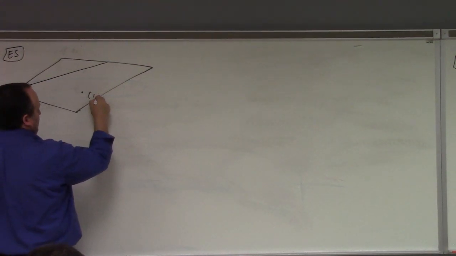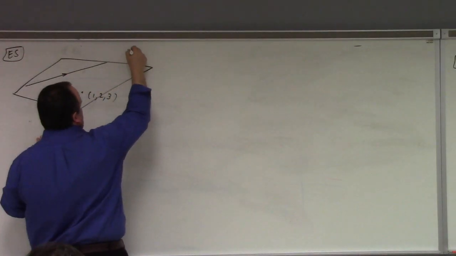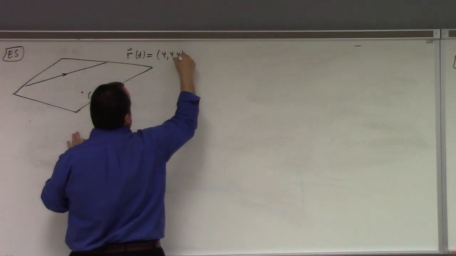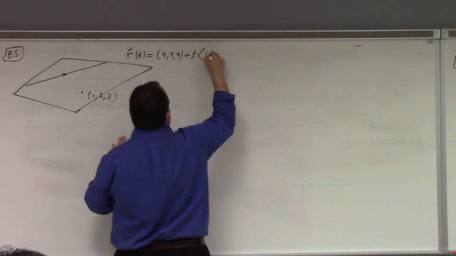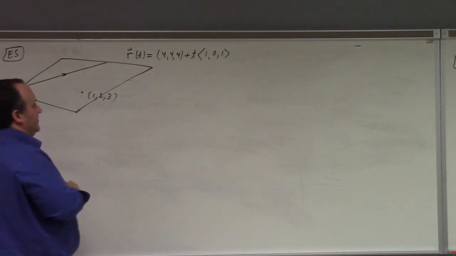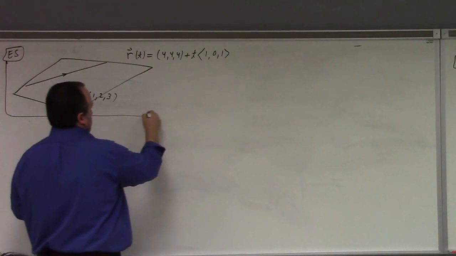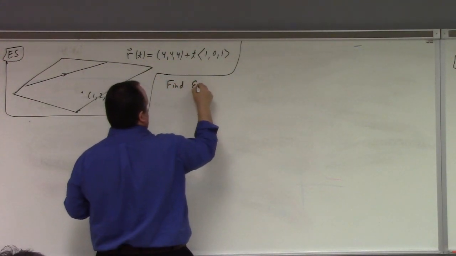Suppose this point is 1, 2, 3. And suppose that this line has parameterization r of t equals 4, 4, 4 plus t times 1, 0, 1. All right? That's a parameterization of the line. My question then is, what's the equation of the plane? Can you guys tell me how to do that?